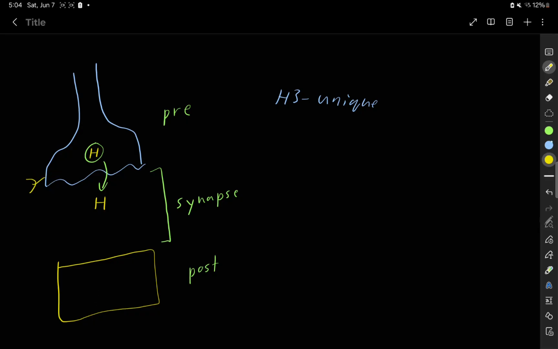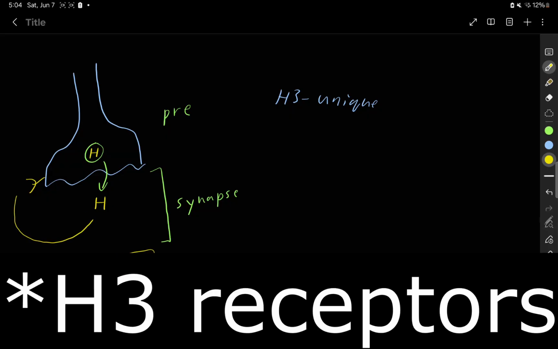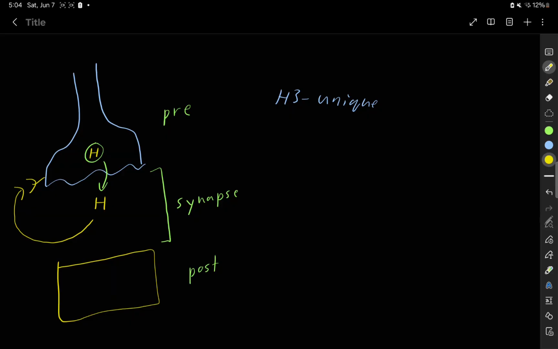This might seem a bit weird, but histamine gets released and then it actually goes back and binds onto receptors of the same neuron that released it. So remember, this neuron released histamine into the synapse, and then histamine can go back and bind onto receptors of the same neuron that released it, the presynaptic neuron. And when it does this, it basically activates a negative feedback loop.